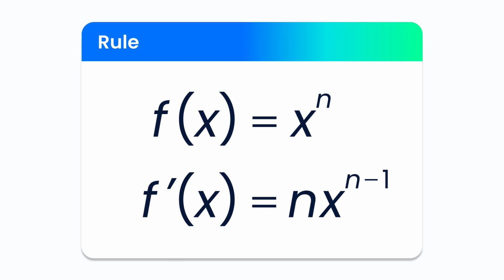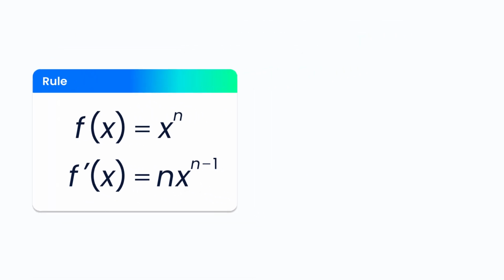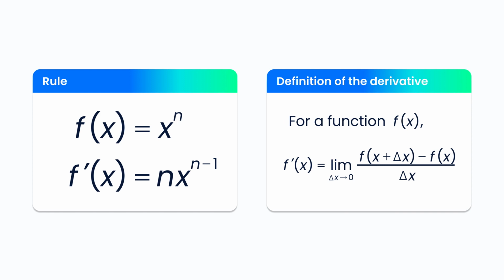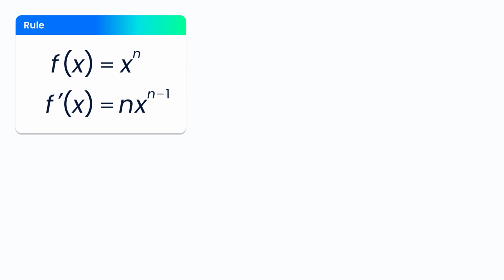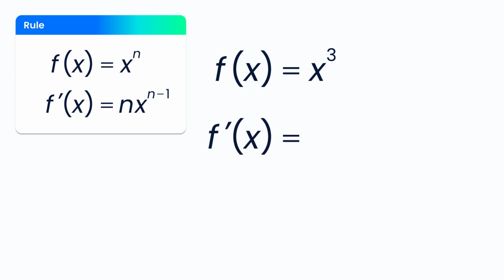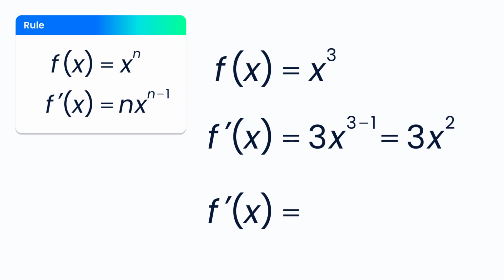To understand this rule better, let's look at an example where we first use the rule, then check the result using the definition of the derivative. Using the rule, you will find the derivative function for f of x equals x cubed. To differentiate x cubed, the exponent 3 will appear in front of the power function, while you subtract 1 from 3, leaving 2 as the exponent, like this. So, the derivative of x cubed is 3x squared.